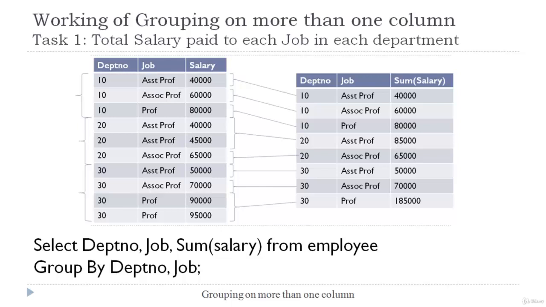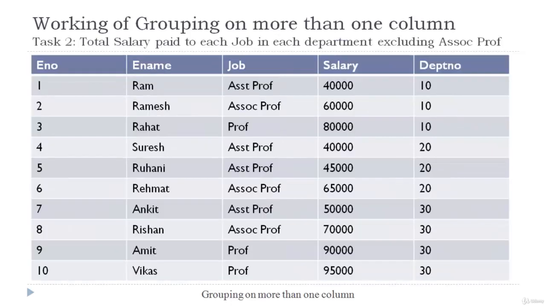Here in the group by clause we have specified two columns, department number and job. It means that first grouping is performed on department number, and then within each department number grouping is performed on the job field. Let us consider the next task: to display total salary for each job in each department, excluding the records of associate professor. In this case, the first step will be to exclude the records of associate professors as shown in this database. And for this, we have to use the where clause of the select statement.